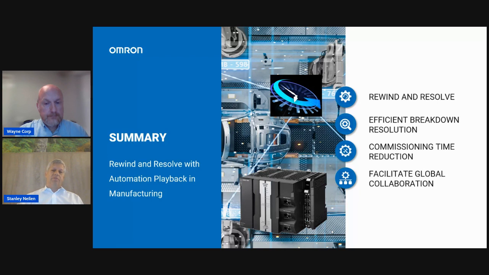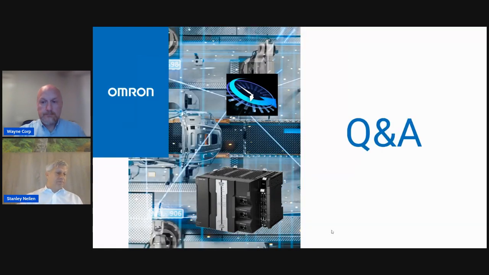And also one of the most important things is the global collaboration between not only factories of a company, but also between system integrators, service bodies, and other people working on the machine, because collaboration is the way that we have to work to maintain our profitability in the industry. With this in mind, we would now like to open the comments for some questions and answers, if there are any.